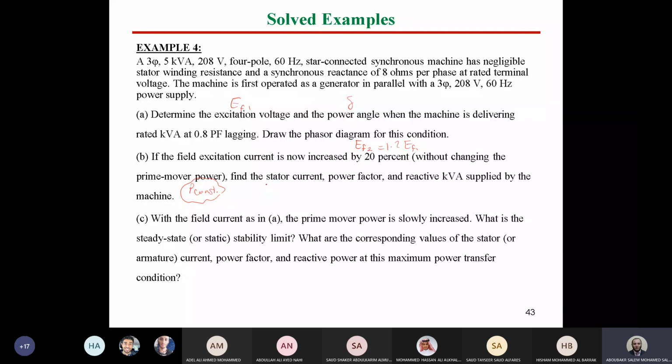So now we can say EF1 sine delta 1 equals EF2 sine delta 2, right? Because we have EF sine delta constant at constant power. So we have EF1, and EF2 is 1.2 EF1. We have delta 1, so simply we can get delta 2 from this equation. If you have delta 2, the vector EF2 is well known now, so you can calculate current using the Kirchhoff voltage law of the circuit.